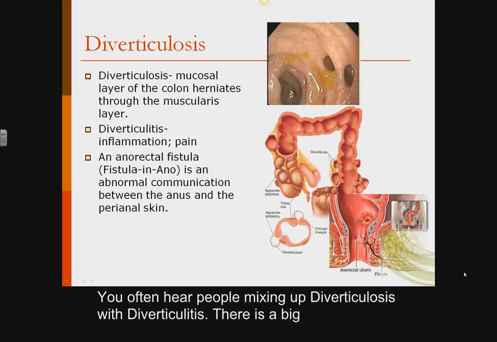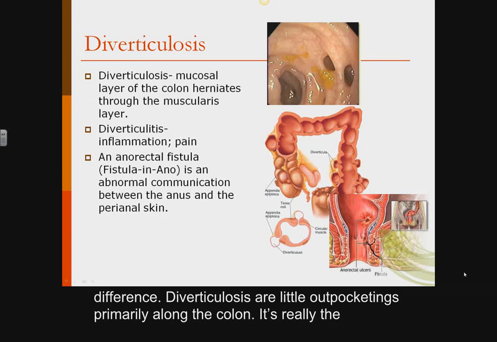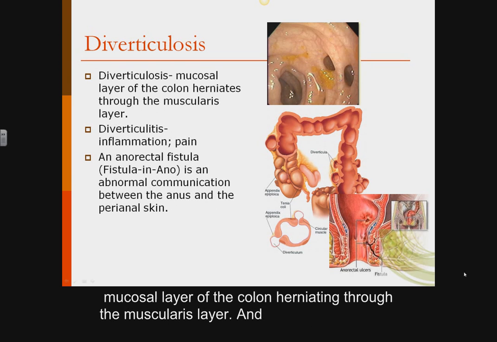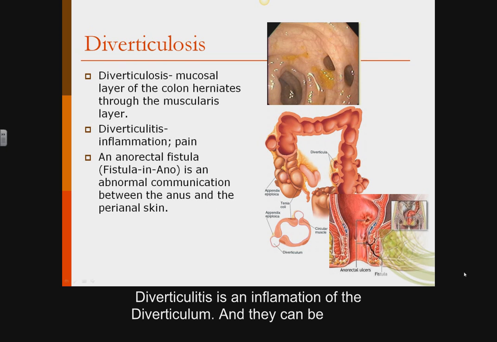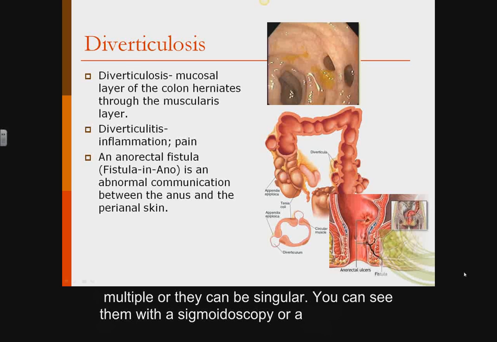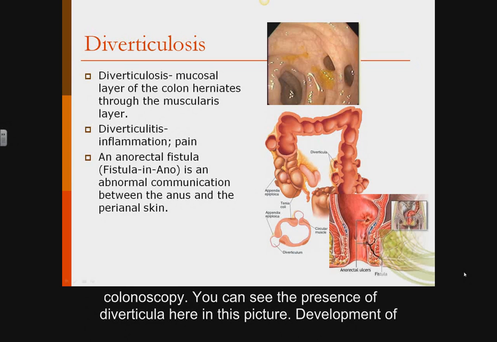You often hear people mixing up diverticulosis with diverticulitis. There is a big difference. Diverticulosis are little outpocketings, primarily along the colon. It's really the mucosal layer of the colon herniating through the muscularis layer. And diverticulitis is an inflammation of the diverticulum. And they can be multiple or they can be singular. You can see them with a sigmoidoscopy or a colonoscopy. You can see the presence of diverticula here in this picture.